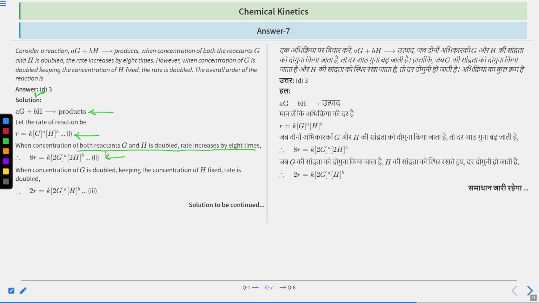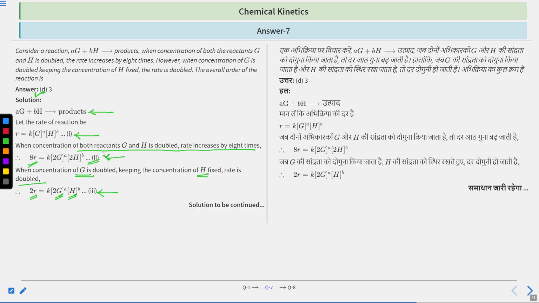Because it is given that if you double the concentration of reactants G and H, the rate becomes 8 times. Right? So let's suppose this is the second equation. Now, it is also given that when the concentration of G is doubled and the concentration of H remains fixed, that is 2G and H, the rate is doubled. That means 2R equals K times (2G) power A, H power B. Okay, so H is fixed, G is doubled, rate will be doubled. Let's suppose this is the third equation.